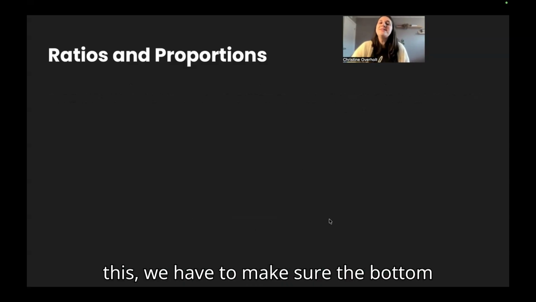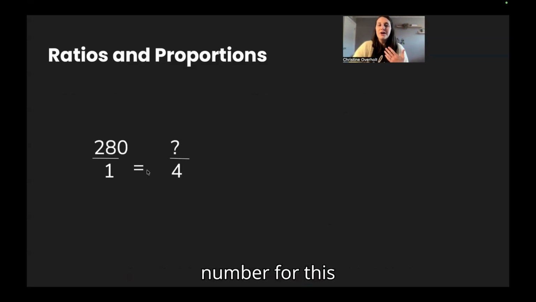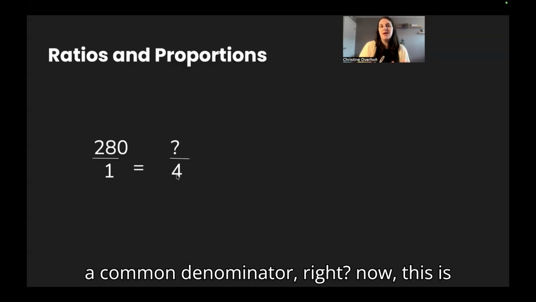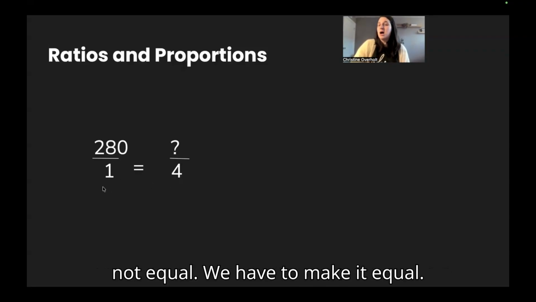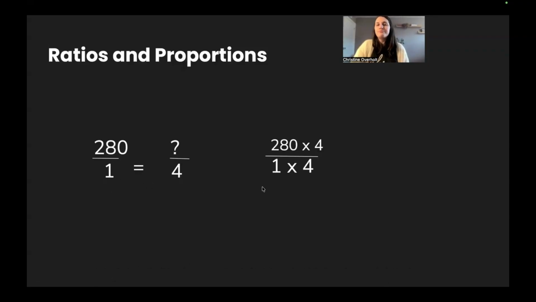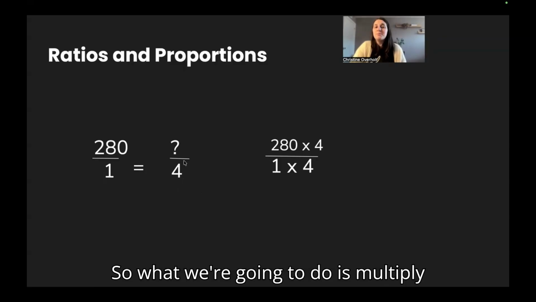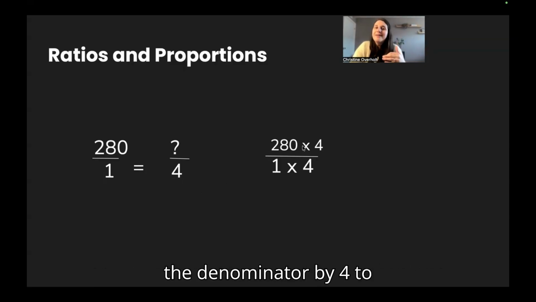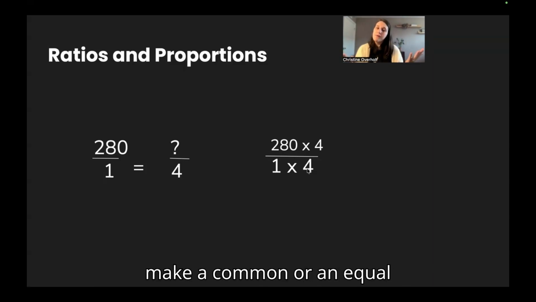Well, in order to do this, we have to make sure the bottom number, 4, this denominator, is the same. We need to make a common denominator, right? Right now, this is not equal. We have to make it equal. So what we're going to do is multiply both the numerator, the top number, and the denominator by 4 to make a common or an equal denominator.